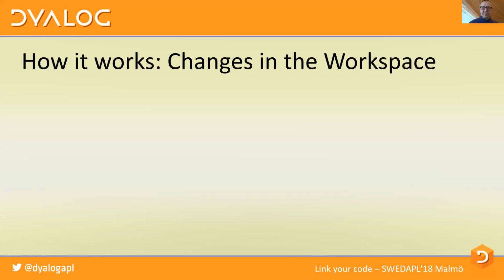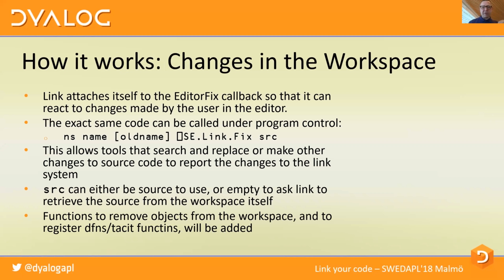Okay, so we don't need to talk about how it works. It's magic. I mean, it uses an editor fix callback in the APL system. So whenever the editor saves something, you get a chance to get in and write it to a file. What's different now is that we've explicitly exposed that function so that if you have a program that makes modifications to source code, you can call this quadec.link.fix with your new source code, and it will treat it in exactly the same way as if you'd made a change in the editor.